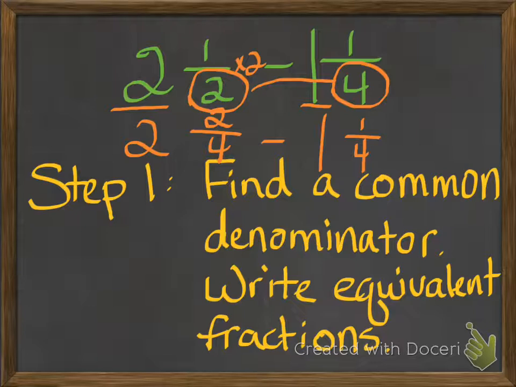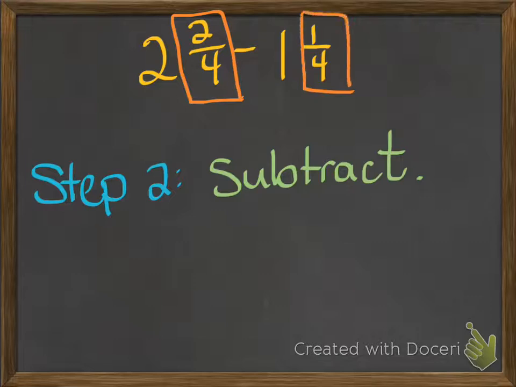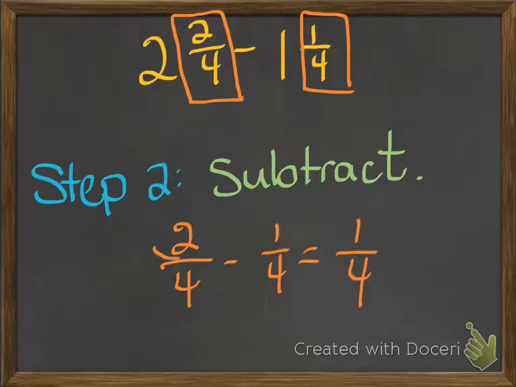Okay, so now I've changed it. I found equivalent fractions, and I've changed the denominators so that they are common denominators. So now I have 2 2/4 minus 1 1/4. The next step is just to subtract. Okay, so I'm going to subtract the fractions first. 2/4 minus 1/4 equals 1/4.